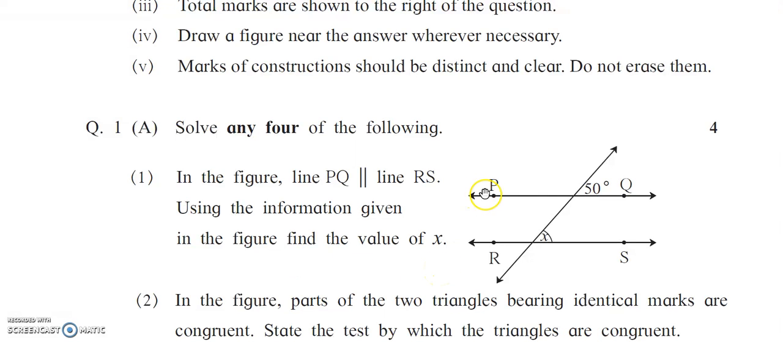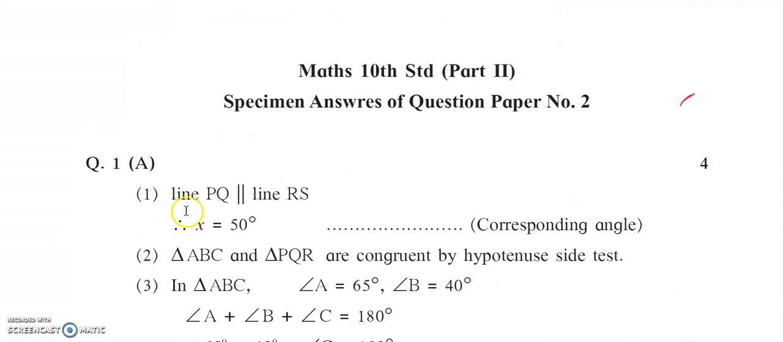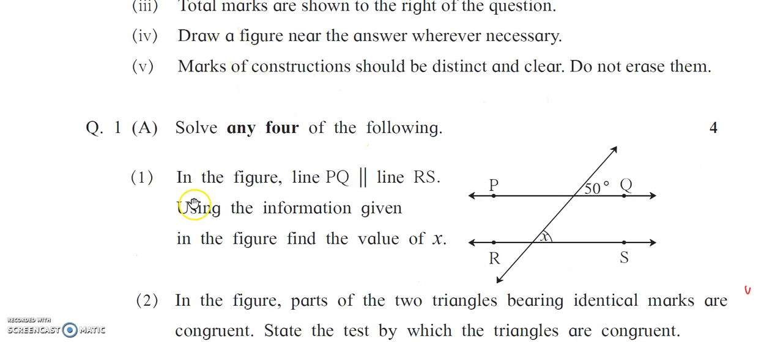Now see, these two lines are parallel. PQ and RS both are parallel. Now this is the transversal. Therefore, their corresponding angles are congruent. Therefore, measure of angle x is equal to 50 degrees. This is the answer. Line PQ is parallel to line RS, therefore x is equal to 50 degrees. That is the corresponding angle. Now next question.